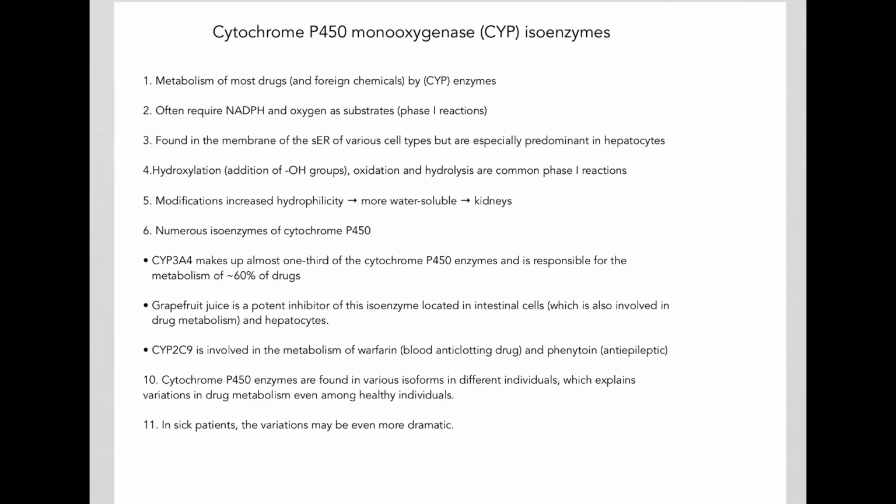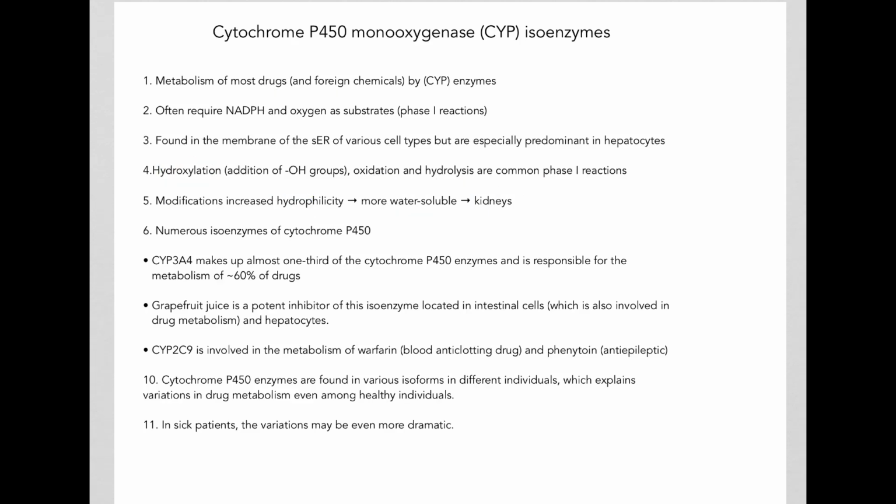So basically what these enzymes do is they add certain groups, such as the hydroxyl group, to the foreign chemical or to the drug. They might oxidize the drug, they might hydrolyze the drug. These are all common phase 1 reactions. And these chemical modifications, such as hydroxylation, oxidation, or hydrolysis of the foreign chemical or the drug, will increase the hydrophilicity of the drug, make the drug or the foreign chemical more water soluble. And that way the kidneys can get rid of this chemical that's not supposed to be in the body.